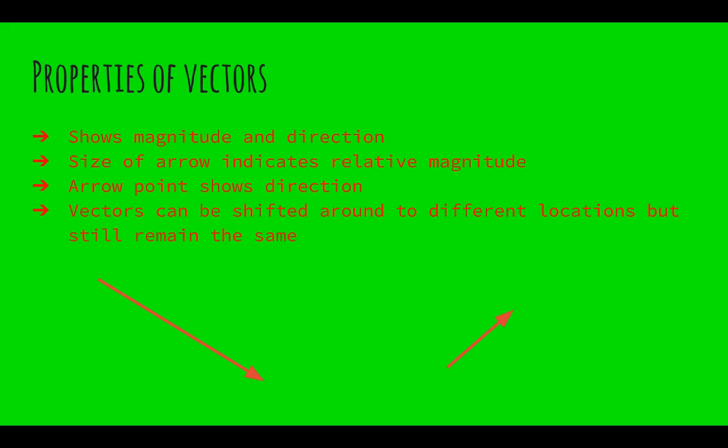So some properties of vectors include that, like I mentioned before, they show magnitude and direction. The size of the arrow indicates relative magnitude. So a larger arrow would mean a larger vector, and a smaller arrow would mean a smaller vector. The arrow point shows direction. So normally we measure the angle from the horizontal. So by measuring the angle from the tip of the arrow point to the horizontal, you can determine the direction of the arrow. And you can shift vectors around to different locations, but as long as the direction and the size are the same, it is still the same vector. It does not matter where the vector is.